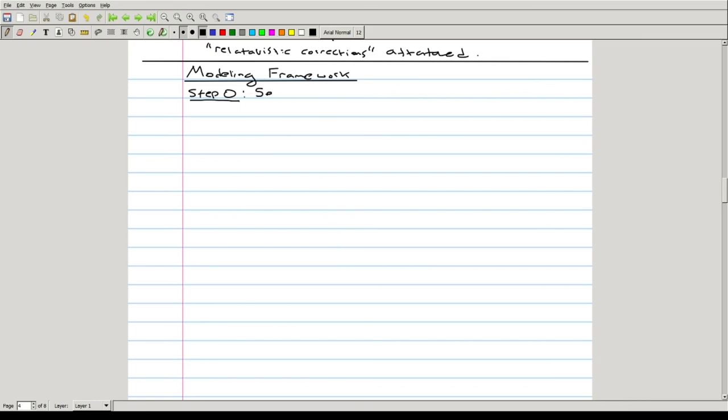Step zero in this process is to set up, as precisely as possible, the reasons for constructing the model and its objectives.